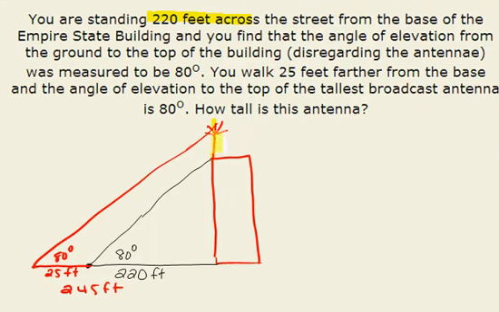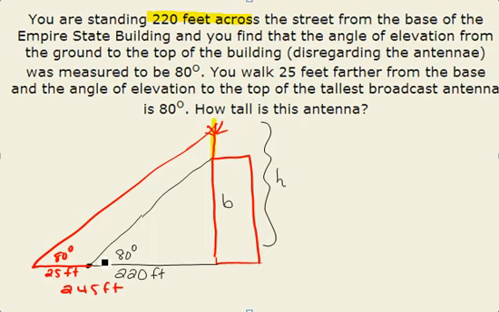I want to know how tall that antenna is. In order to solve this problem, first I'm going to find the height of the building, which I will call B, and then I'm going to find the height of the building plus the antenna, which I will call H, and then I will subtract the two in order to find just the height of that antenna.